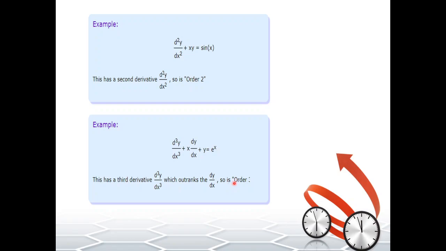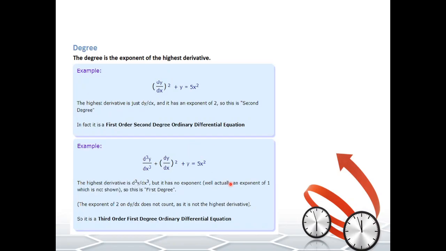Take another example. This is d3y by dx cube plus d2y by dx square plus xy is equal to sin x. Out of the two, the highest order is d3y by dx cube, a third order derivative, so the order is 3. Now degree, how do you calculate the degree? Degree is the integral power or exponent of the highest derivative which is present.